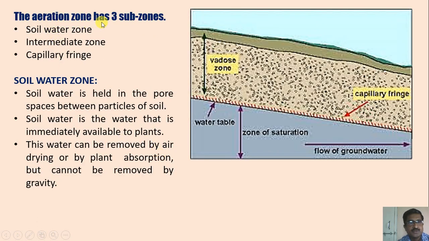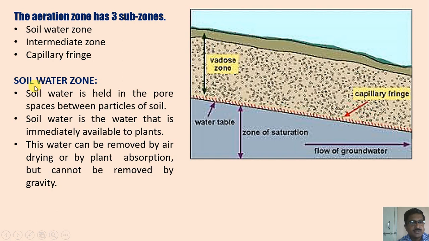The aeration zone has three subzones: the soil water zone, the intermediate zone, and the capillary fringe. So in the aeration zone also there are three parts. You can see the zone of saturation is shown here. Then the second one is the intermediate zone, which is associated with the capillary fringe. We will see that. And the top side zone, which is near the surface of the earth, is called the vadose zone.